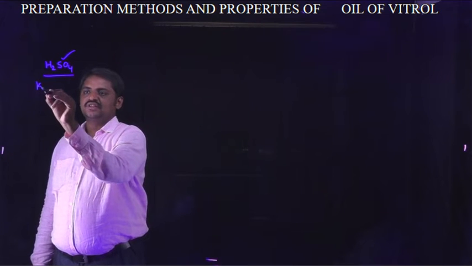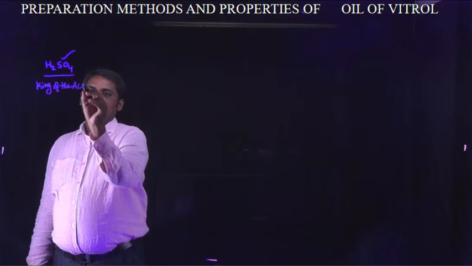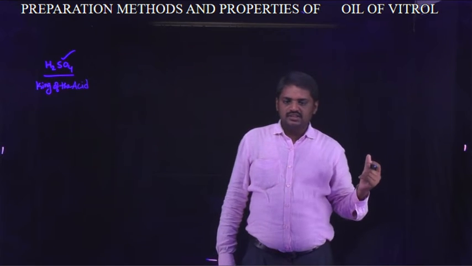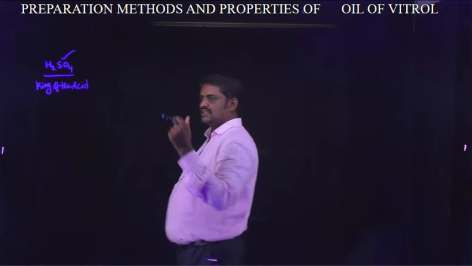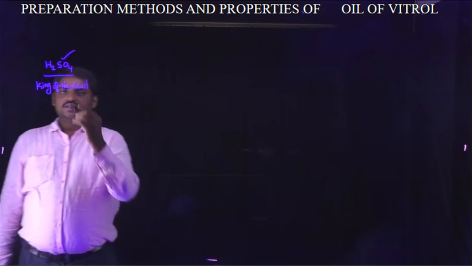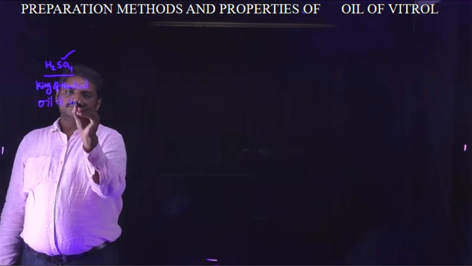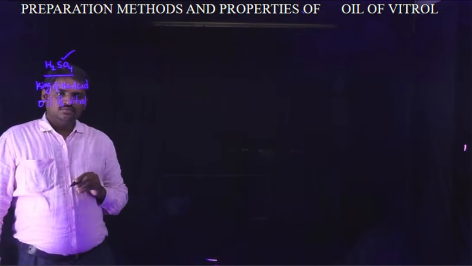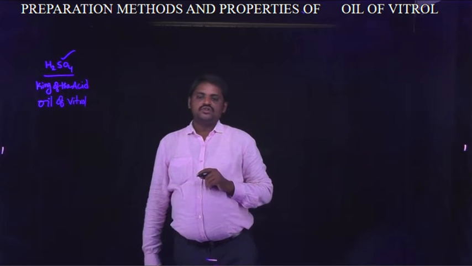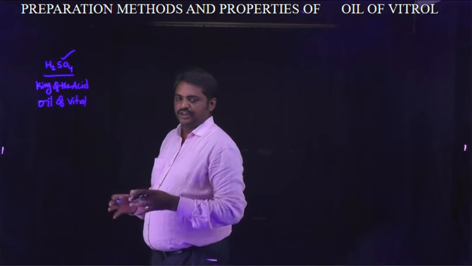Another name is king of the acid. This is the strongest acid compared to others, and due to that, this acid is known as king of the acid. And next, another name for this molecule is oil of vitriol. Okay. First, I am going to discuss the preparation method of oil of vitriol.